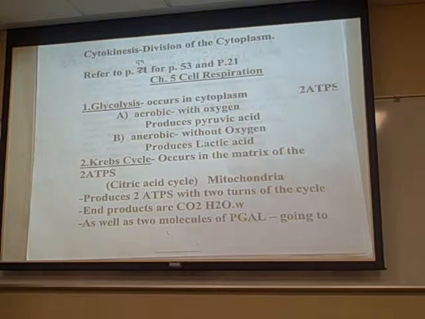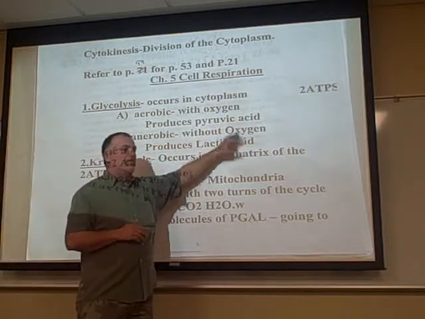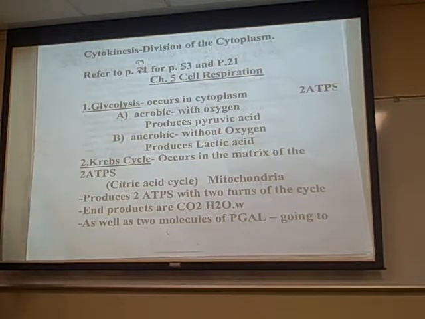So in this case, what we're ultimately trying to produce here is pyruvic acid. We're trying to take this one molecule of glucose and start breaking it down into substances the cells can use.